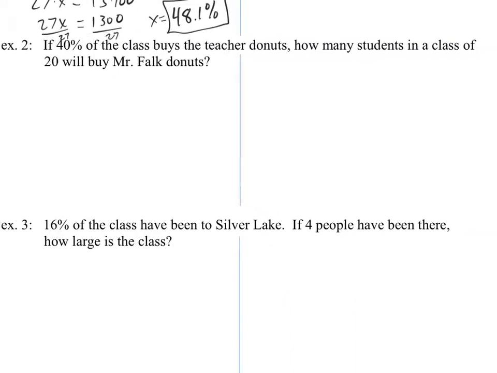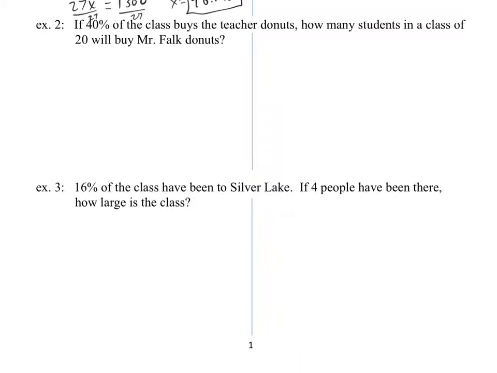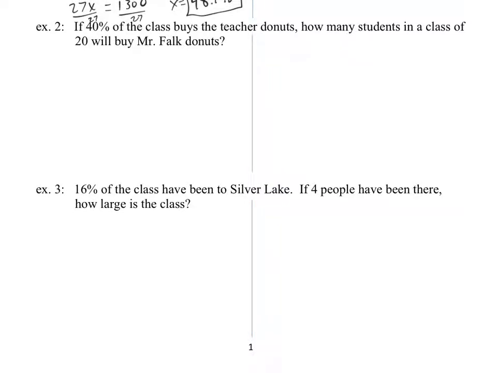Number two, if 40% of the class buys the teacher donuts, how many students in a class of 20 will buy Mr. Falk donuts? So I could do part divided by the whole equals the percent over 100. And so 40%, we're going to put that in the upper right. So I do 40 divided by 100. And then we have the part divided by the whole. So how many students in a class of 20? Is 20 the part or the whole? Whole. So 20 students, so my x is up there.